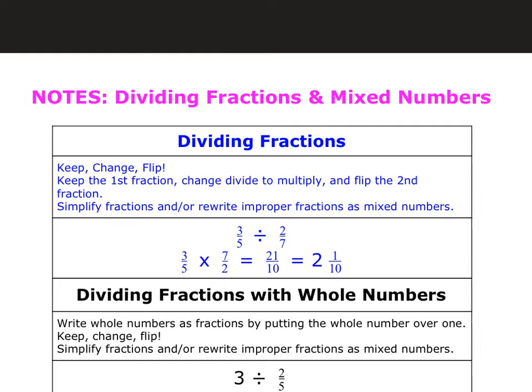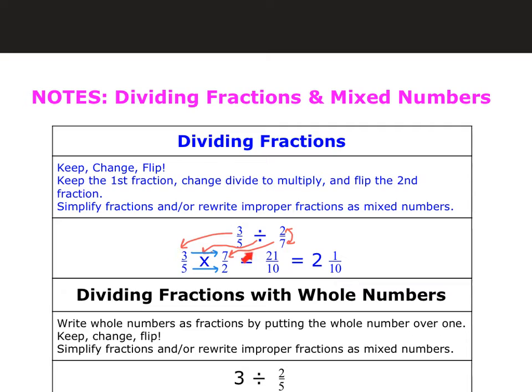So when we look at the first one, we have 3/5 divided by 2/7. So it says to keep, we're going to keep that 3/5 exactly how it is. We're going to change that division to multiplication, and we're going to flip the second fraction. Okay, so now once you do that, we have a multiplication problem. Multiply straight across the numerators, straight across the denominators.